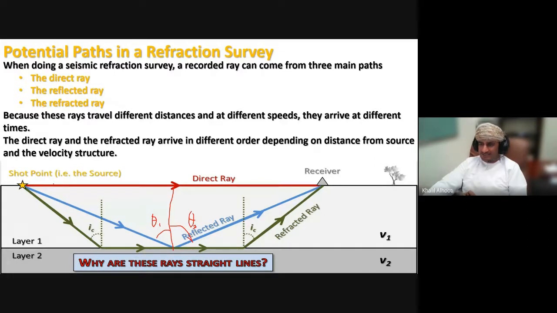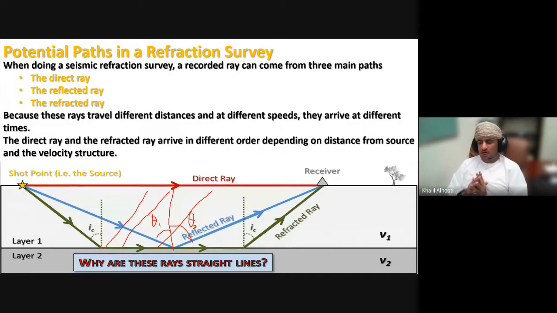Finally, the refracted ray. The refracted ray is the one which travels in the interface between the first and the second layer. It's moving in the second layer. It's emitting energy based on Huygens' principle. Every point is shaking, and those shaking points will emit what we call wavelets or head waves. They send head waves to the surface. That's how they travel back to the surface as head waves. And that's one ray. One refracted ray is traveling back to this geophone. So we receive refraction also.